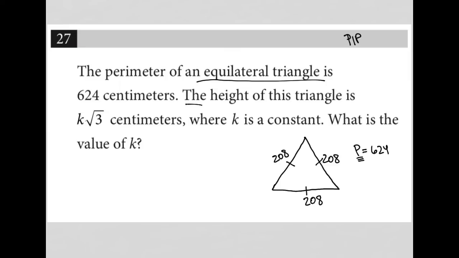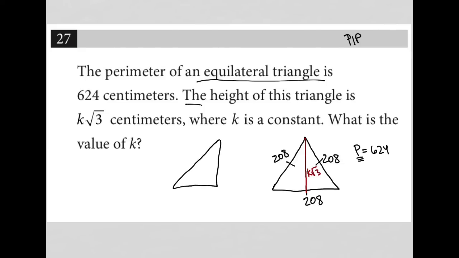I'm going to just use a different color. So I'm going to draw height here, call this k root 3. Now, what have I done to my triangle? Well, I've drawn that height there, but I also, just from practice with these types of questions on previous SATs, know that I'm also creating a right triangle, right?